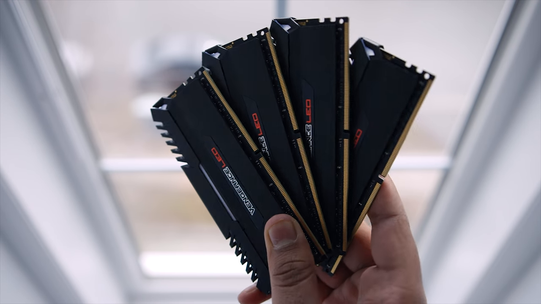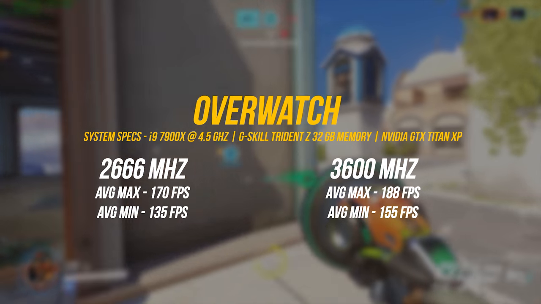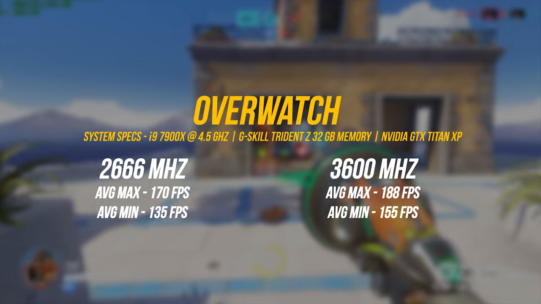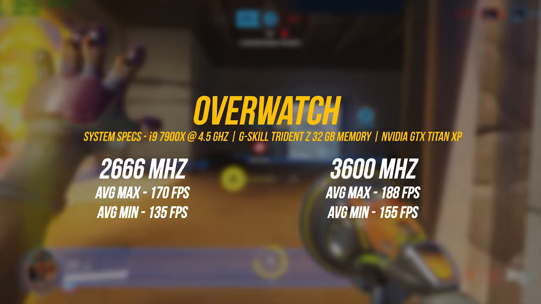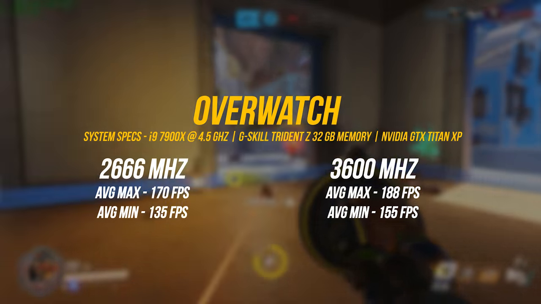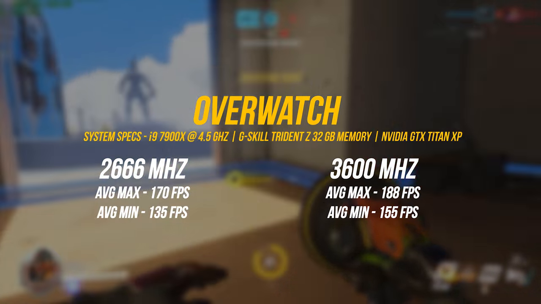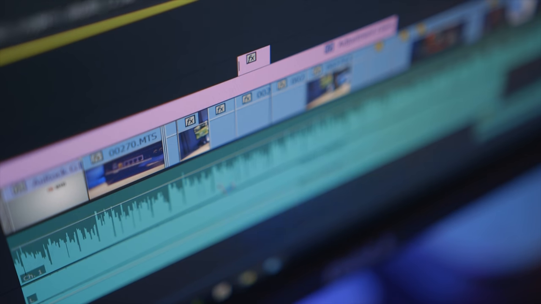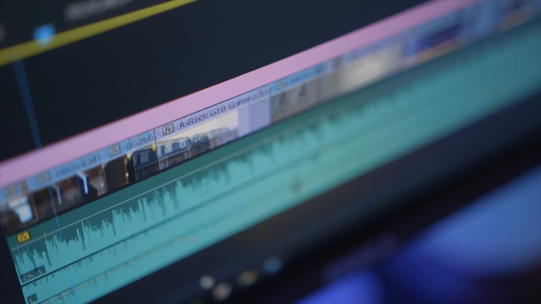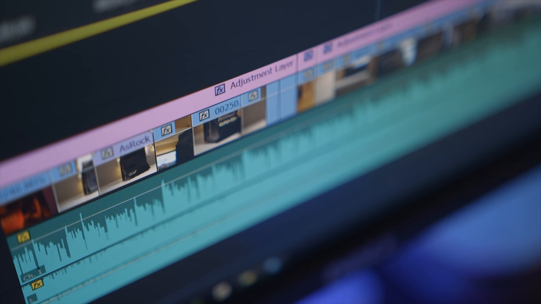For example, with 32 gigabytes of memory running at 2666 megahertz, I got an average of 170 frames per second with an average minimum of 135 frames per second. Switching to 3600 megahertz at the same timings boosted that to 188 frames per second with smoother minimums of 155. Even Adobe Premiere benefited from the faster memory, but not by much. Rendering a 1 minute 4K video went from 75 seconds at 2666 megahertz to 70 seconds with the faster memory.